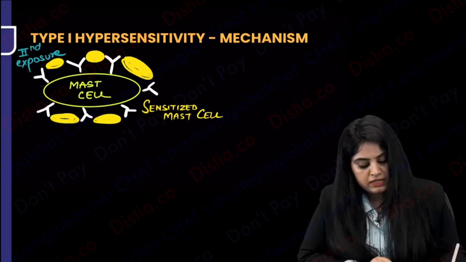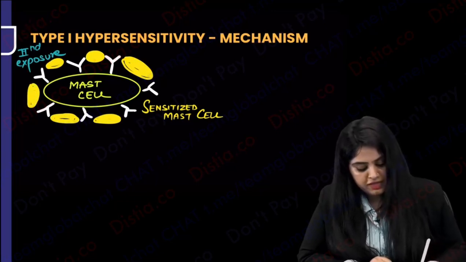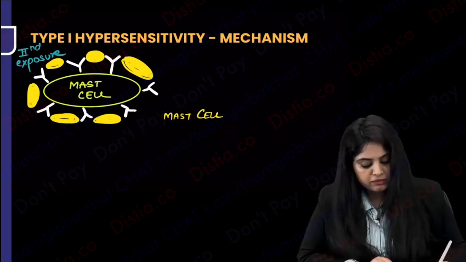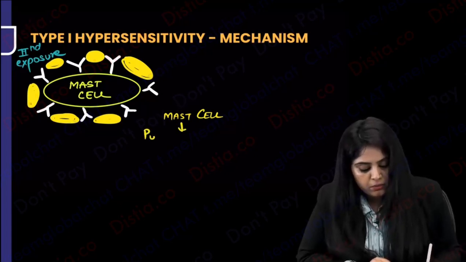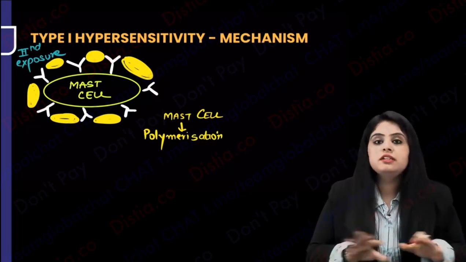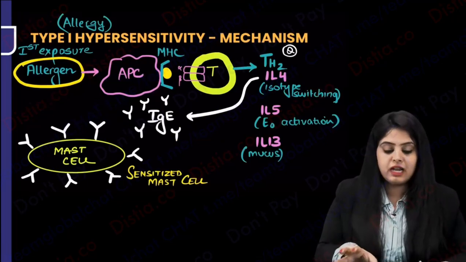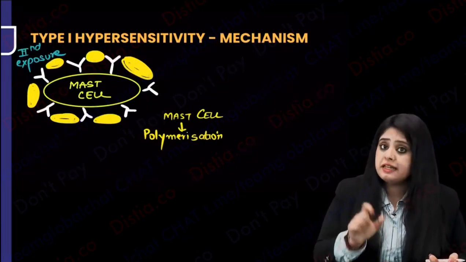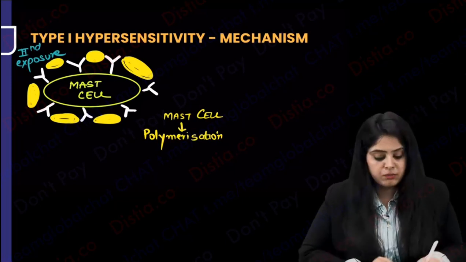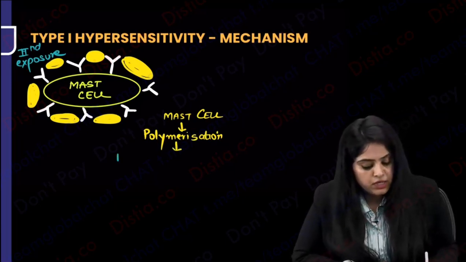So now it is no longer a sensitized mast cell. Now this mast cell has undergone a polymerization. So basically social distancing is gone. Earlier we were having IgE with social distancing. Now the second antigen comes, second exposure happens, social distancing gone. Polymerization results in what? It results in degranulation of the mast cell.